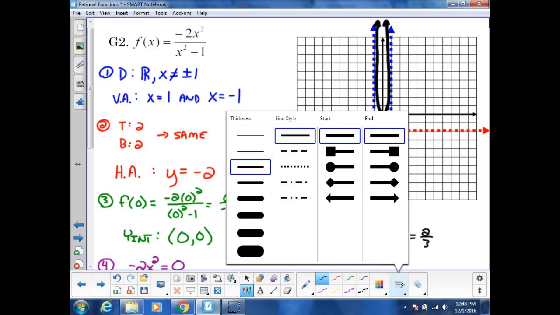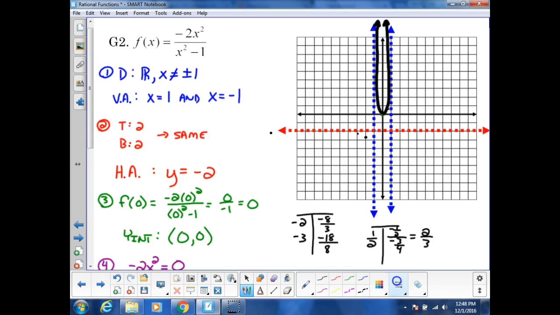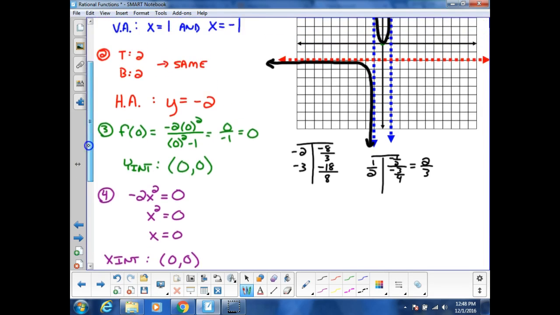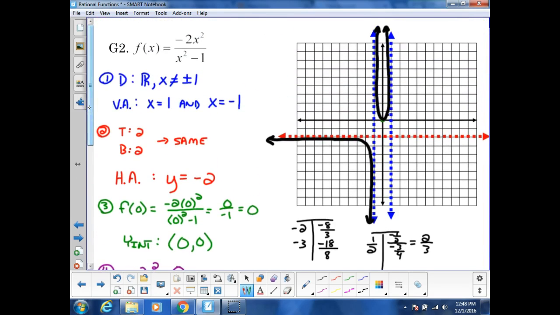So the curve starts up here, goes through that one, and then curves down at the vertical asymptote. With me? You know it's a double zero because we had to square root it when we solved it. You never know.